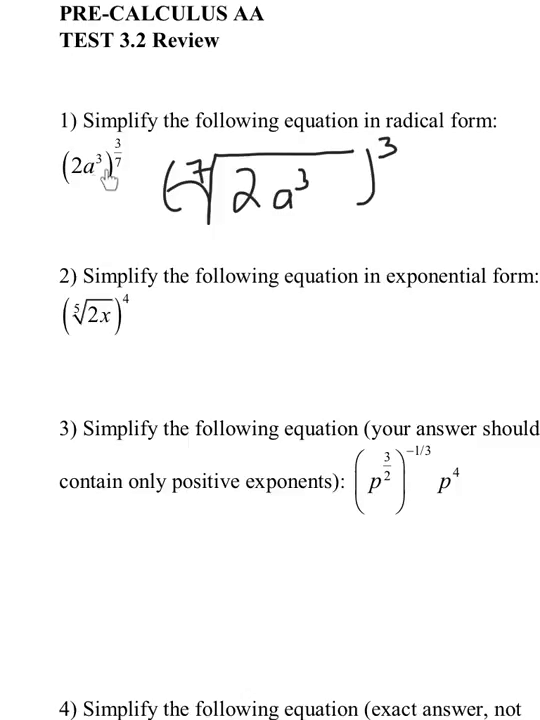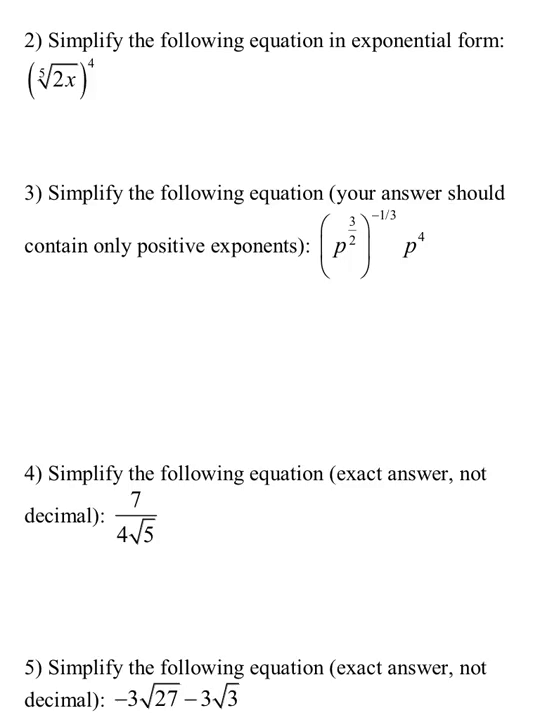Then we put what's inside the parentheses. We're going to put that inside the radical. We use another set of parentheses to go around the radical, and we raise the radical to the third power. That's all. All right, in question 2, we're doing the reverse of what we just did.